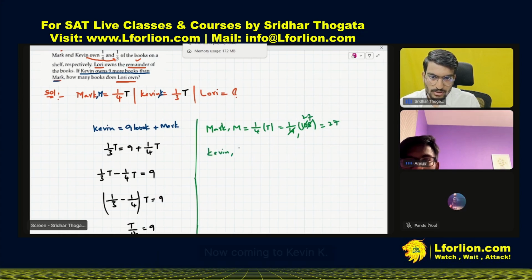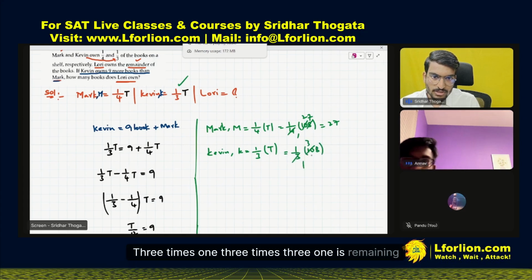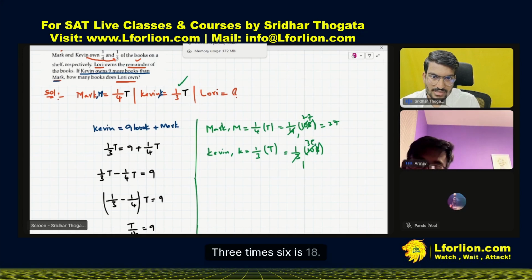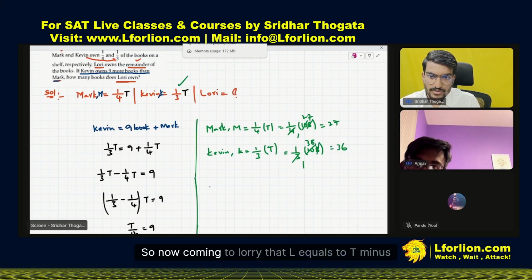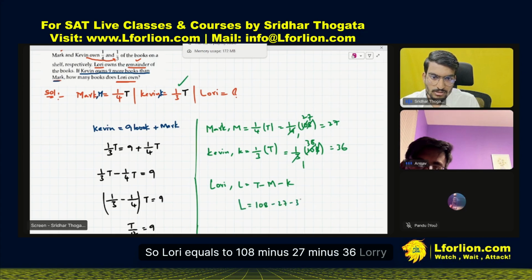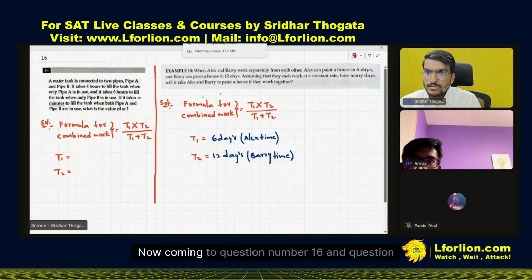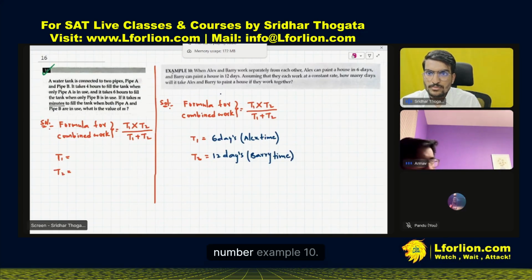Now coming to Kevin, K equals 1 by 3 of T. So that's going to be 1 by 3 of 108. 3 times 36 is 108. That equals 36. Now coming to Lori, L equals T minus Mark minus Kevin. So Lori equals 108 minus 27 minus 36. Lori equals 45 books. Lori owns 45 books. Clear? Clear. Now coming to question number 16 and example 10.